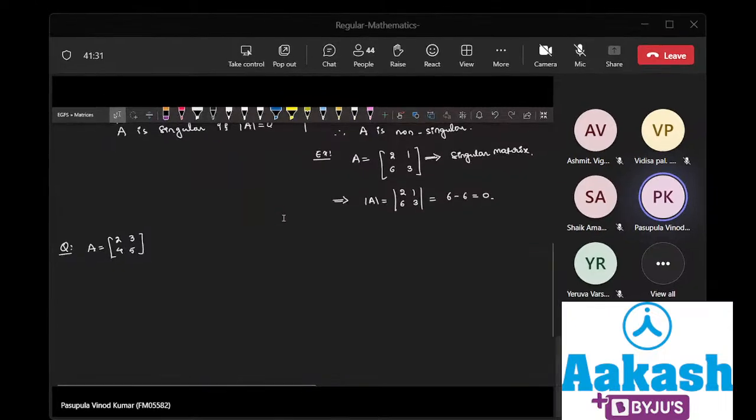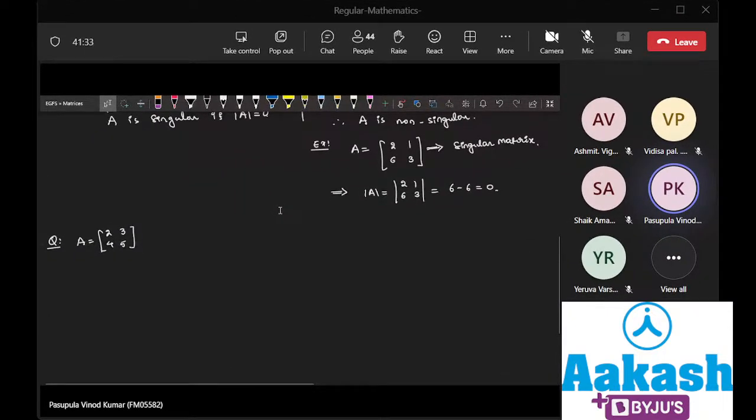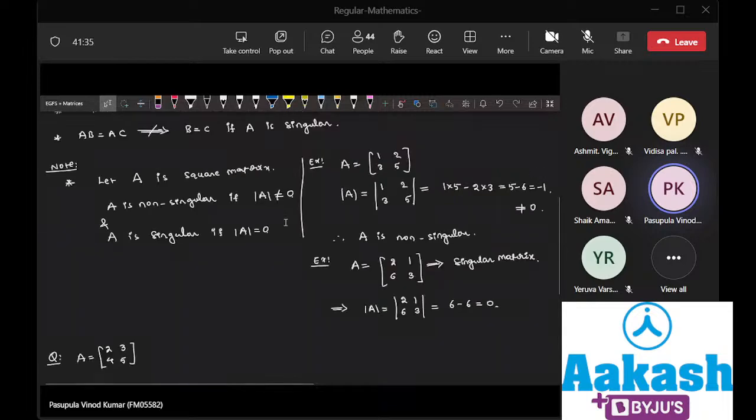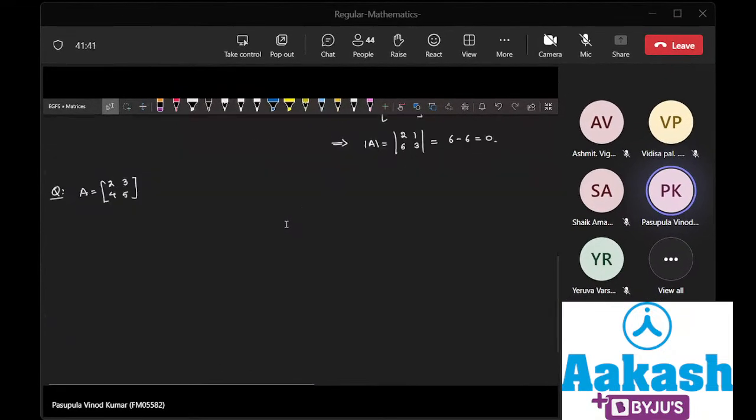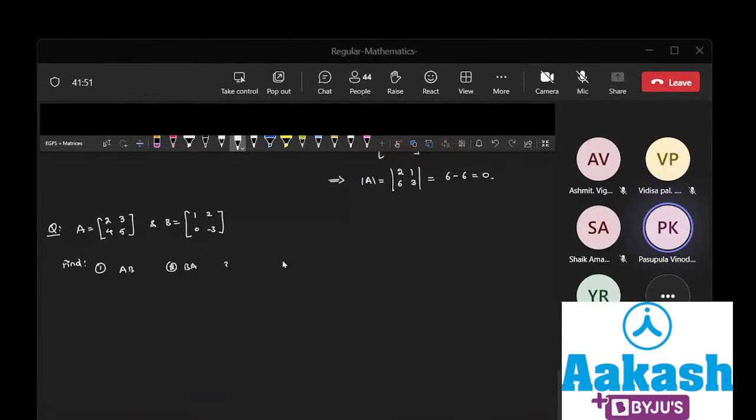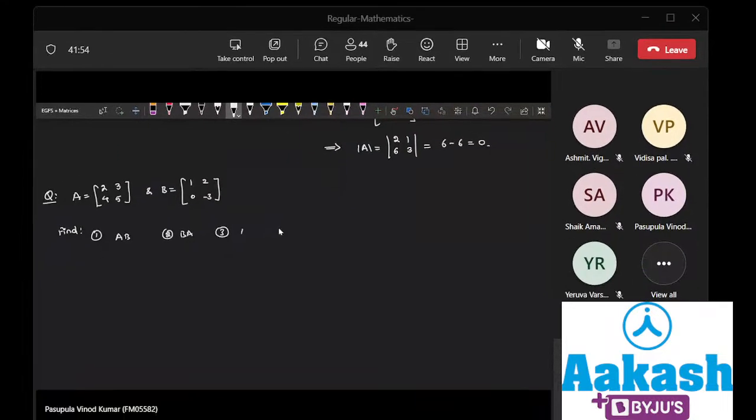So see here. A is equal to this, and B is equal to 1 0 1, 2 0 minus 3. Find the following things. First one, A into B. Second one, B into A. Third one, A into I.